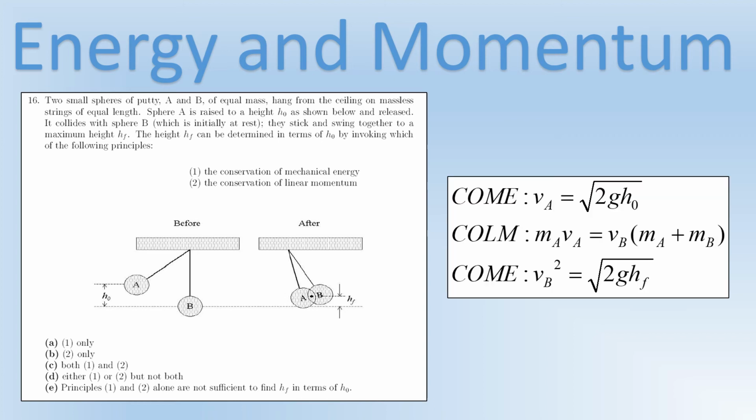Okay, so the principles we're going to need are both of them. To figure out the velocity with which A collides with B, we're going to need conservation of mechanical energy to turn GP into kinetic energy. Then to deal with the collision between the two, we're going to need conservation of linear momentum to figure out their combined velocity afterwards. And then we're going to need conservation of mechanical energy to figure out the final velocity of the combined object once the collision has occurred. So we need 1 and 2.